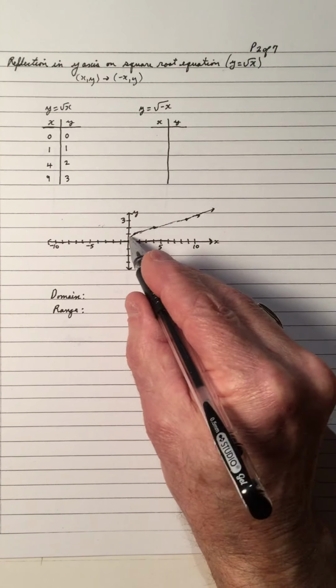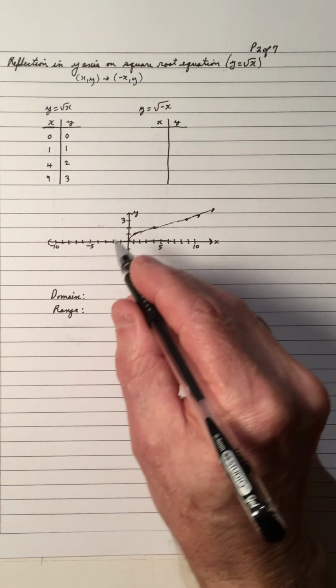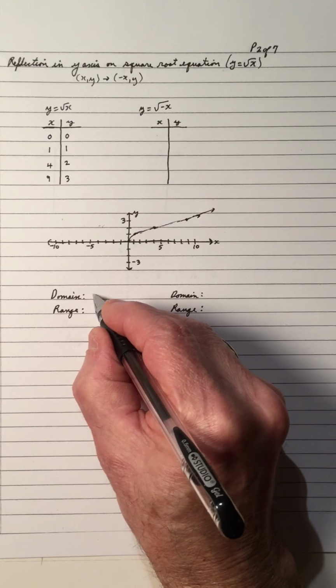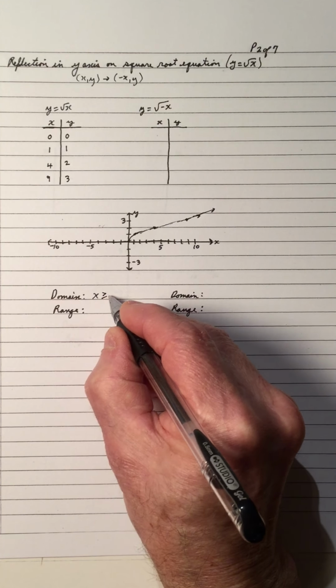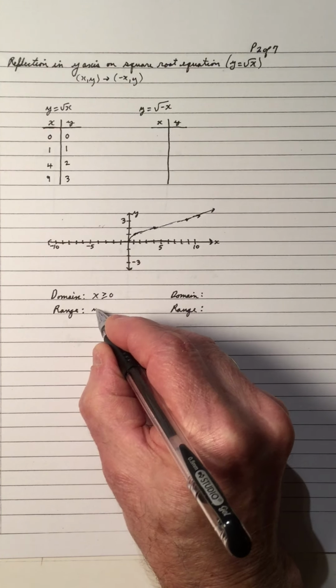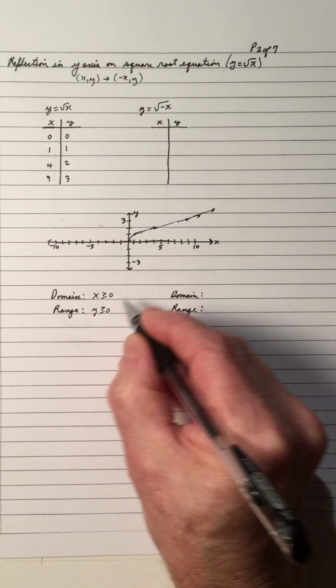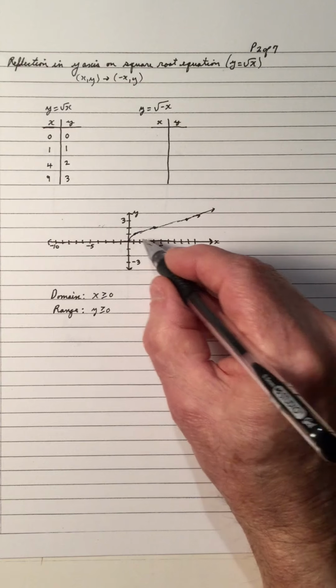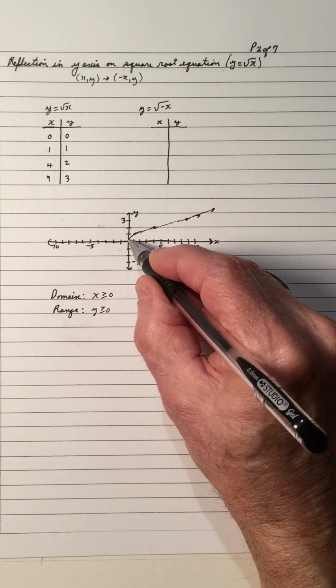Now, the domain of this basic square root equation is x is greater than or equal to 0. And the range is y is greater than or equal to 0. Notice the x starts at 0 and goes to the right. And the y starts at 0 and goes up.